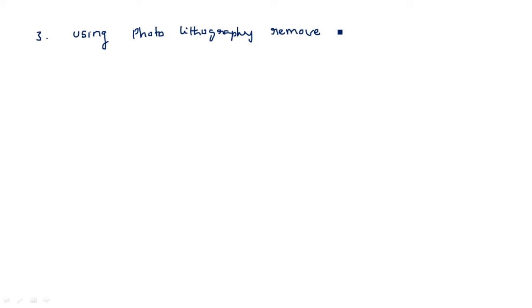So altogether, using photolithography, remove the unwanted oxide layer. What are the steps involved in that? First one is the photoresist layer.